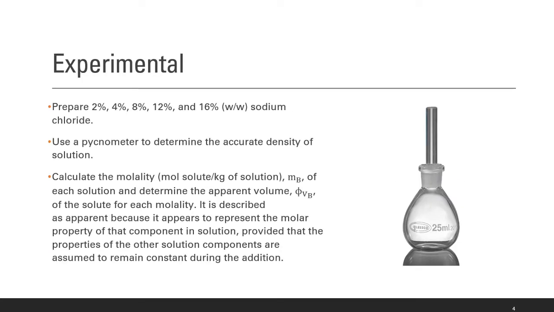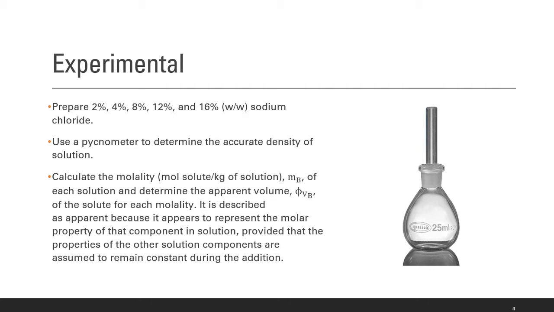Experimentally, you're going to prepare 2%, 4%, 8%, 12%, and 16% weight by weight sodium chloride. And you'll be using a pycnometer to determine the accurate density of the solution. Now this is a pycnometer, which is probably the cutest glassware you have ever seen in the lab.